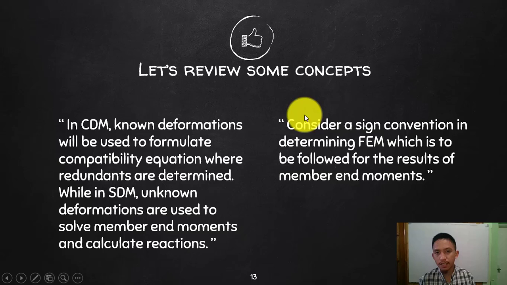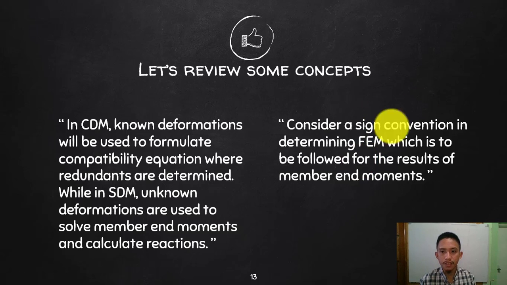Another important concept is to consider a sign convention in determining your FEM. As I've said, just like in our example, I consider that clockwise is positive, so I need to stick to that. Whatever end moments are positive, that is clockwise, since that is my assumption. Therefore, a negative FEM is counterclockwise, and the same thing in your end moments, a negative is counterclockwise. So we will follow that in member end moments.